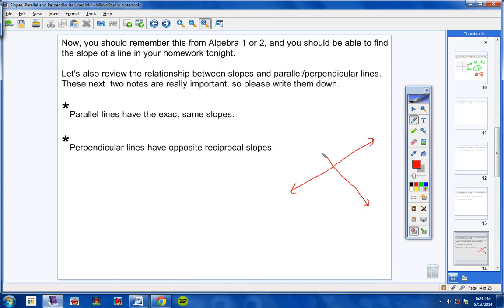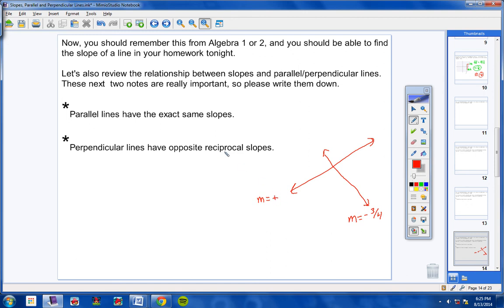Okay, here are two perpendicular lines. Let's say the slope of this line right here, I'm just making this up, is negative 3/4. Well, if the slope of this line is negative 3/4, then you know the slope of this other line is, now look, perpendicular lines have opposite. That means you change the sign. So if this sign is negative, then this sign here is positive.